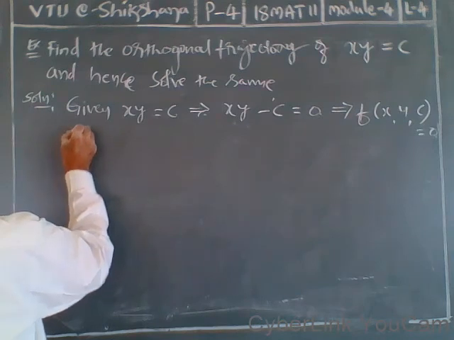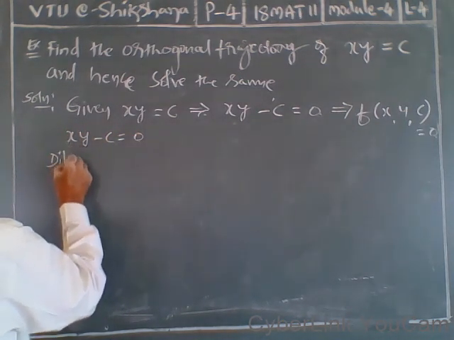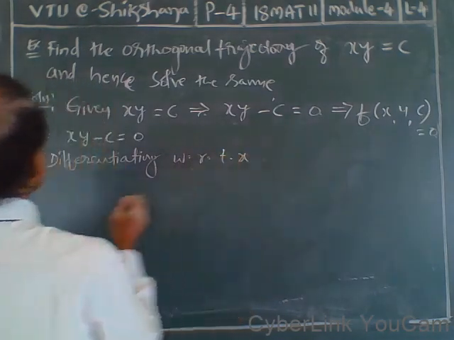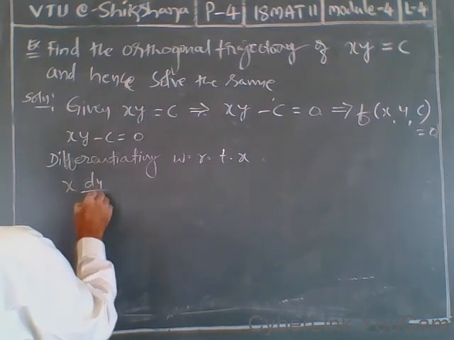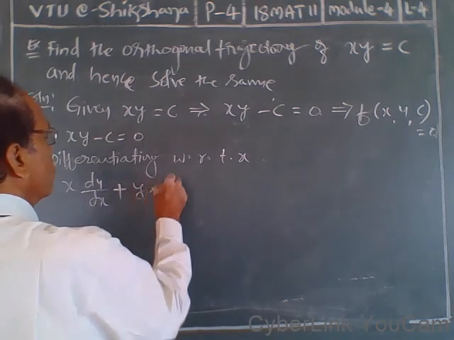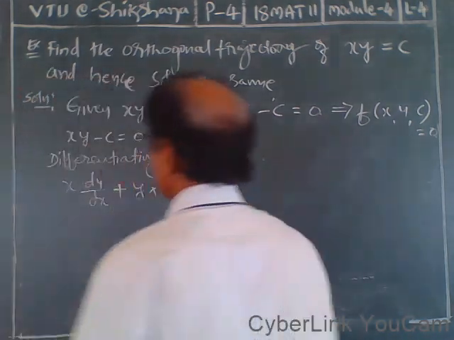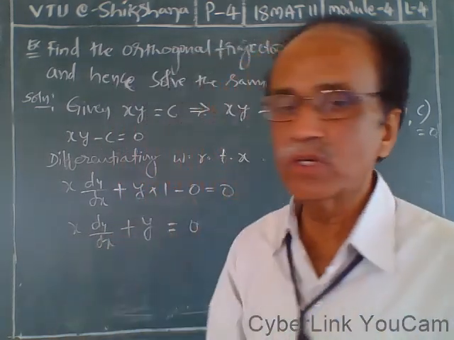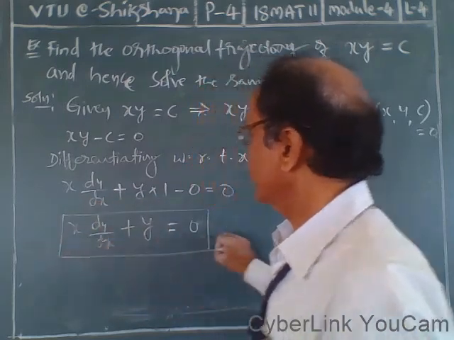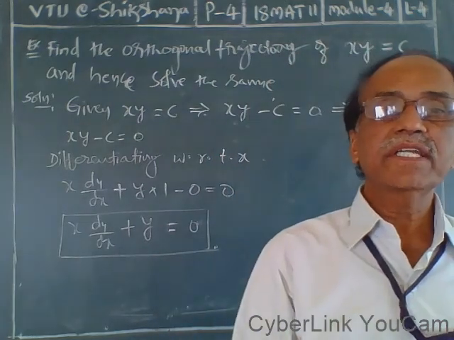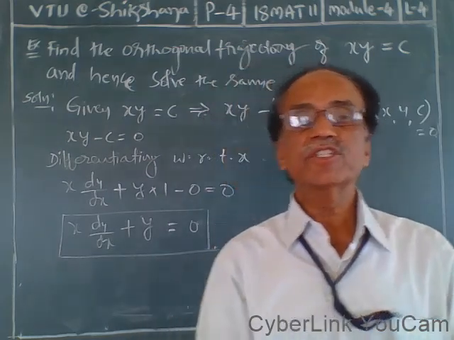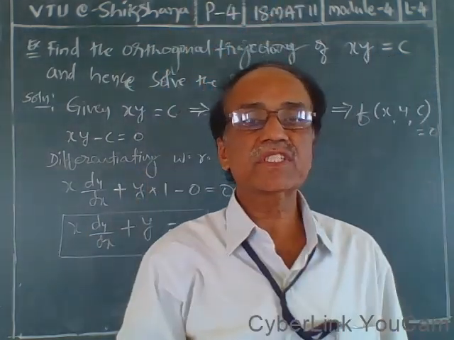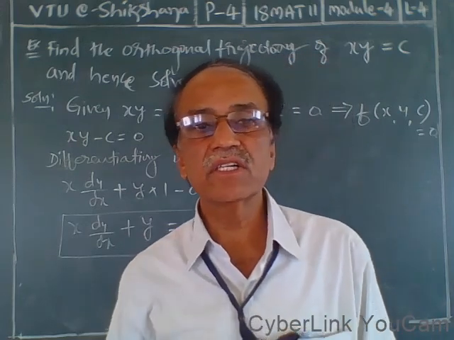Therefore, xy minus c equal to 0. Differentiating with respect to x, this is a product on the left side: x into dy by dx plus y into 1, minus 0 equal to 0. So you get x dy by dx plus y equal to 0. This is called a differential equation of the first order and first degree. After the elimination of parameter c, we form the differential equation, which is first order and first degree. The orthogonal trajectory is applied only for first order and first degree equations, in both polar as well as Cartesian coordinate systems.